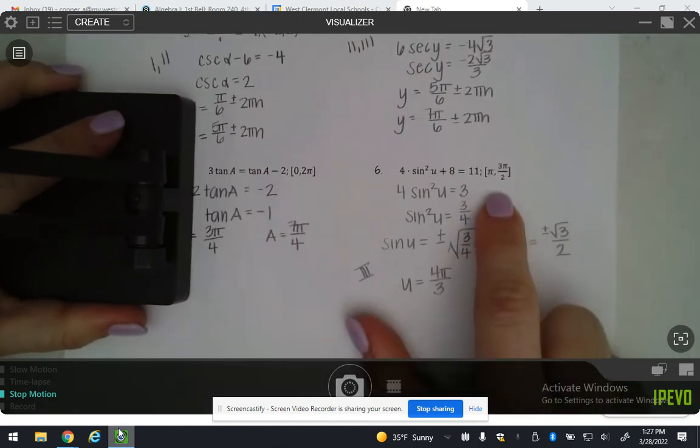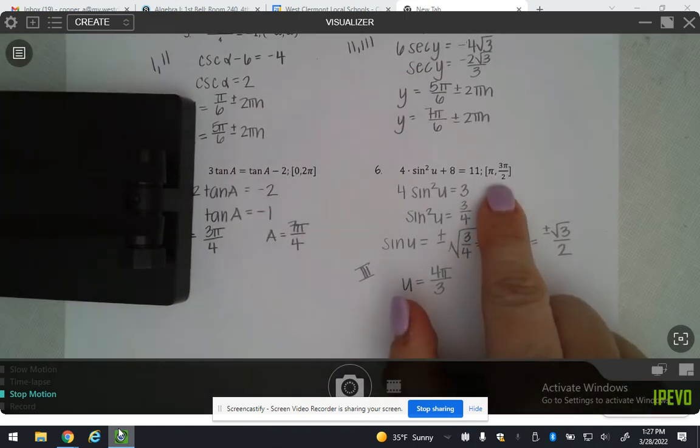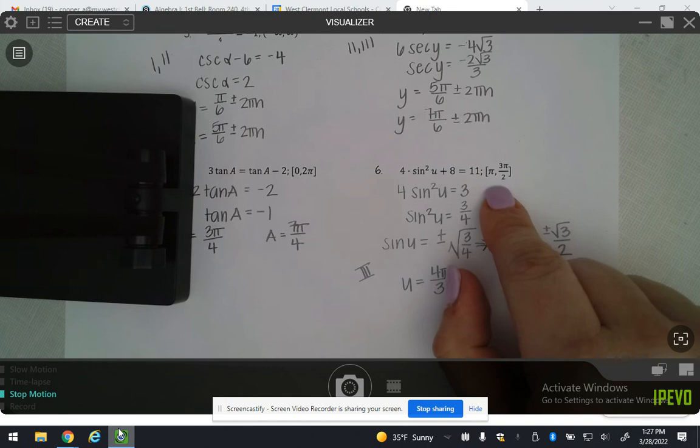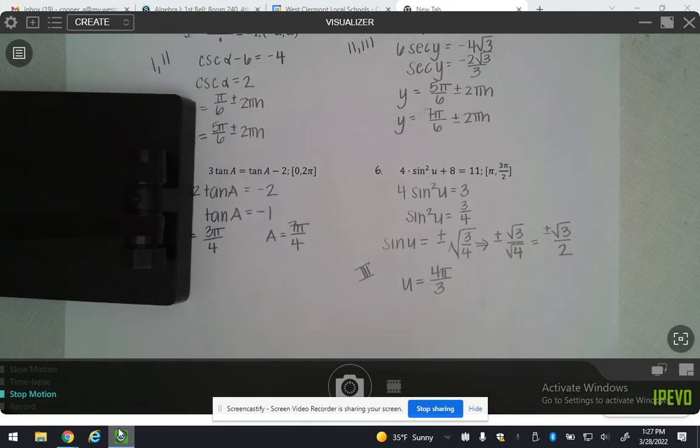Because it's in quadrant 3, because it starts at pi and goes to 3 pi over 2. 0, pi over 2, pi, 3 pi over 2, 2 pi. But why is it 4 pi over 3? Because in the third quadrant, it's 1 more than your denominator. 1 more than 3 is 4.